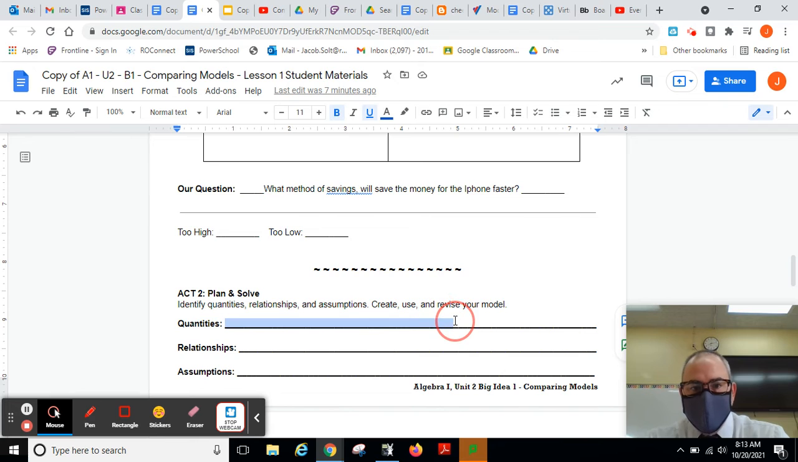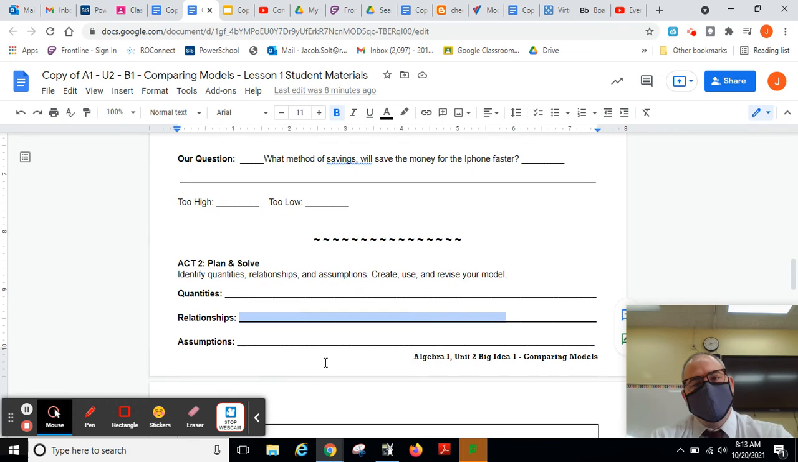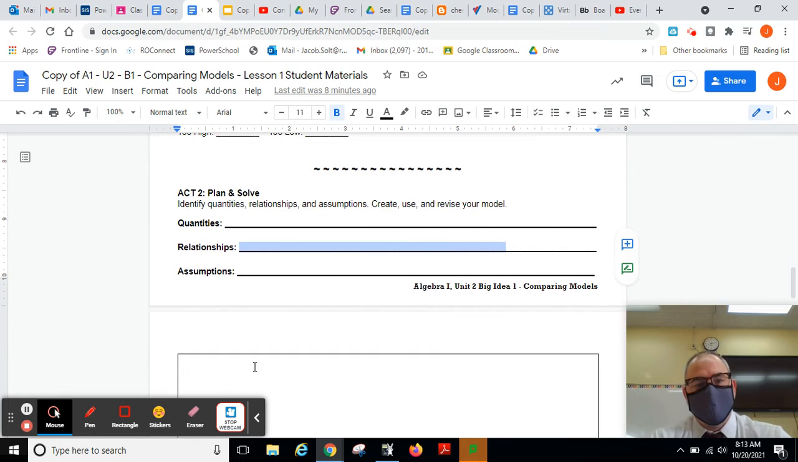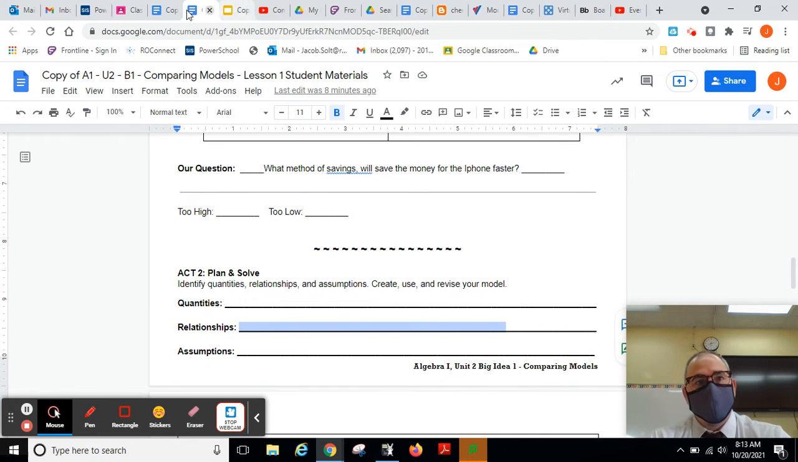All right. Now, these quantities are going to have relationships. As one thing goes up, another thing might go down. Or as one thing goes up, another thing might go up. One relationship might be the more money I put in the box, the more money that's in the box. If I put $10 more in, the box has $10 more. There's a relationship there. All right. Pause the video. Try to do your best on quantities, relationships, and assumptions. Assumptions are things we're assuming, right?